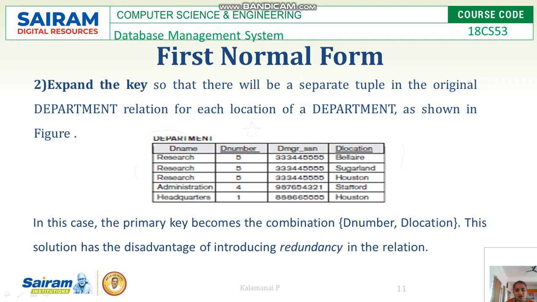So in this case, what can we take as the primary key? Department number alone we can't take as a primary key. So the combination of department name, department number and department location together, that is a primary key. So the drawback of this solution is redundancy. See here, all this information will be repeated, only this is different, the remaining data are repeated in all three tuples. So redundancy is the drawback of this method.